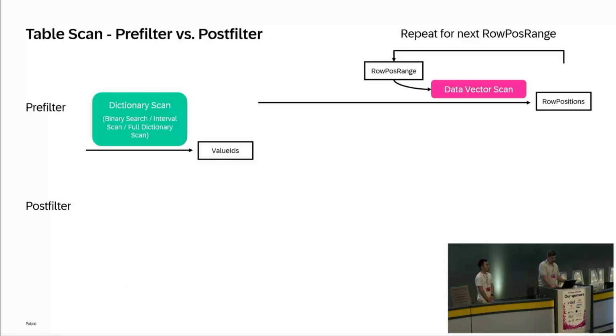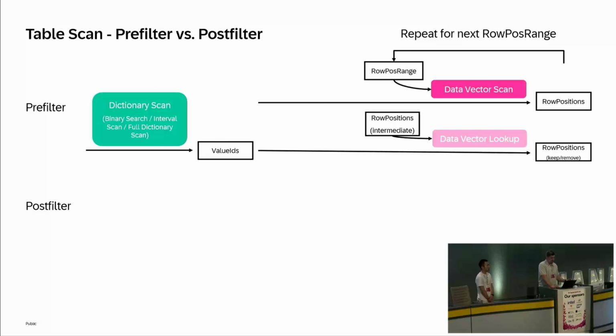So now, how do we go through the structures? For the pre-filter, we do this dictionary scan first. It gives us the value IDs for the values matching the predicate. And then we go to the data vector, and we can scan it and find the row positions with the value IDs. And we do that in ranges of the table, so we repeat it for each row position range.